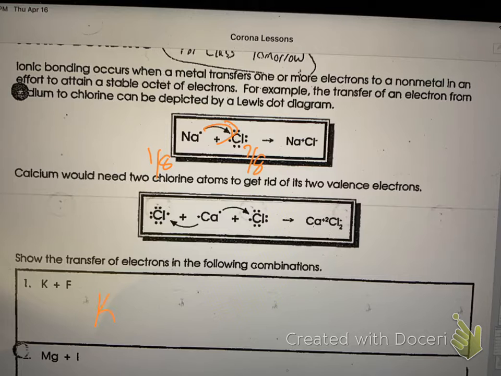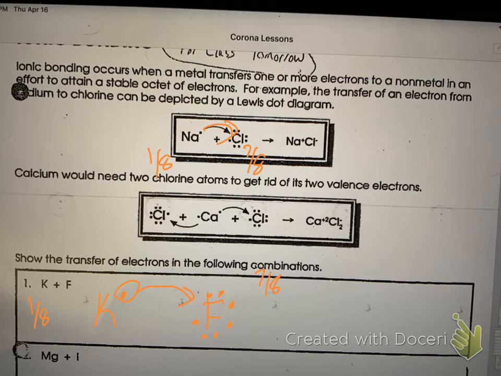Now, let's start down here at number 1, K. K, potassium, has one valence electron, so I'm going to put one dot. Fluorine, when you look it on the periodic table and you go up to the top, it has 7. So I'm going to put my F with 1, 2, 3, 4, 5, 6, 7. Now, potassium has 1 out of 8. Fluorine has 7 out of 8. It's going to be much easier to give away that 1 than it is going to be to find 7. So potassium is going to say, hey, come and take that electron.